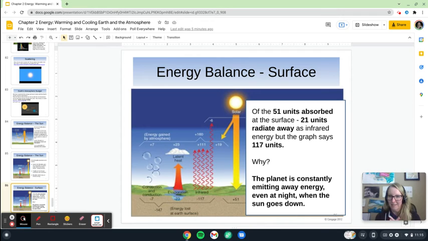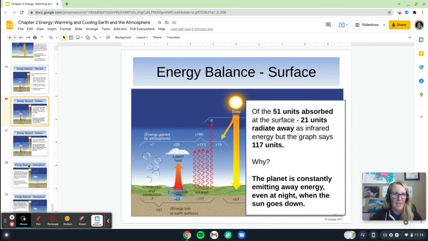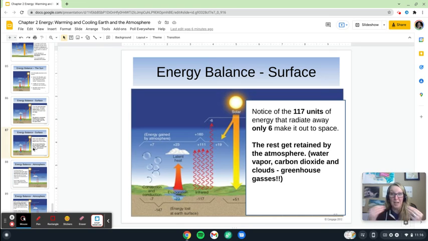happening? So the planet, remember, the Earth is a black body. It's constantly emitting energy away, even at night when the sun isn't radiating on it. So the solar energy only comes in during the daylight hours, but the Earth emits all the time. So those extra units of lost energy are because the Earth is radiating all the time. So it's still radiating away energy.